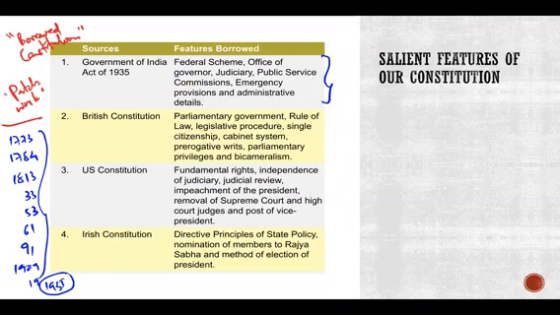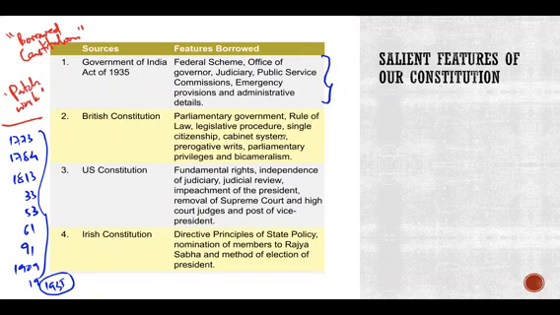Rule of law, legislative procedure, single citizenship. In America, they don't have a single citizenship, they have dual citizenship. What do you mean by dual citizenship versus single citizenship? It does not mean that Americans can be a citizen of the US and also a citizen of Britain, which they can, but that is not what dual citizenship is about. You are part of the state of Indiana and of the USA, the country. You're part of Virginia and you are part of the USA. That is what they mean by dual citizenship.